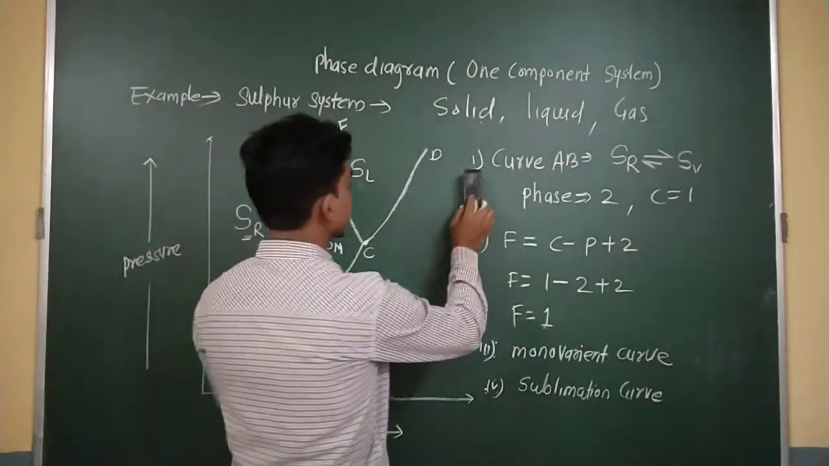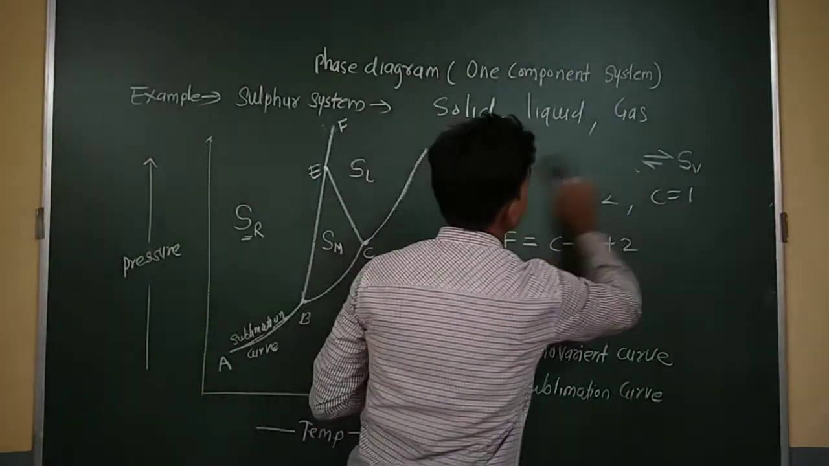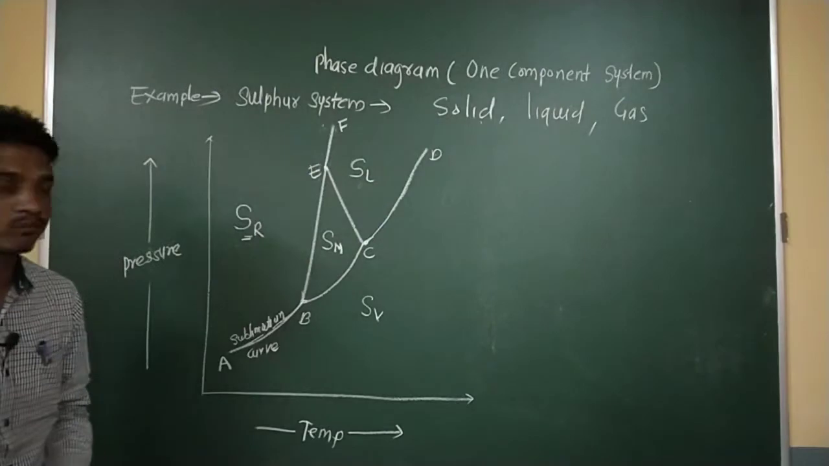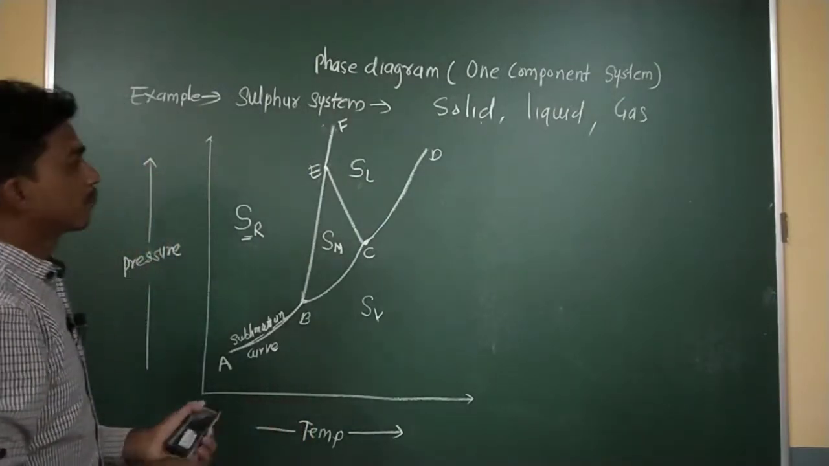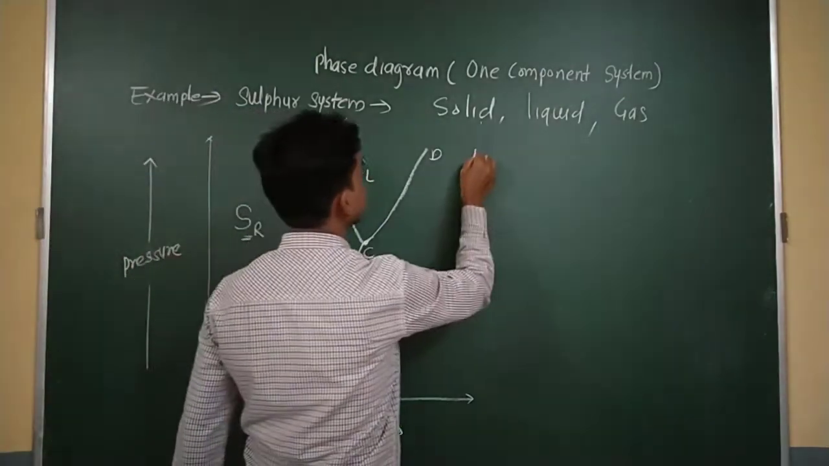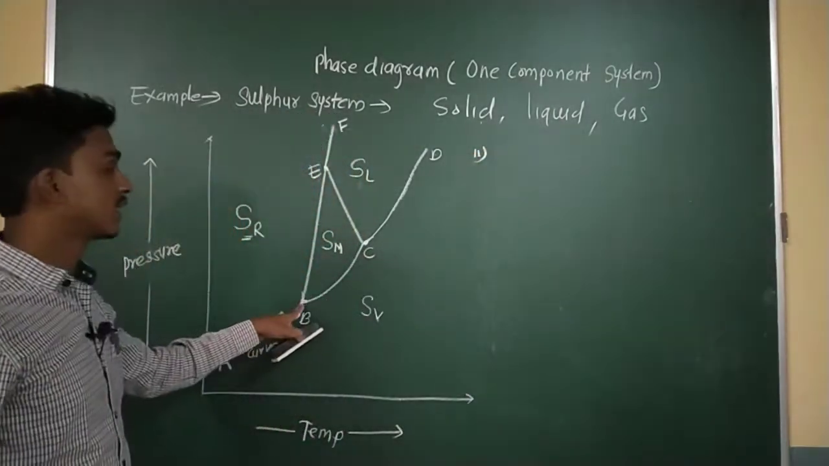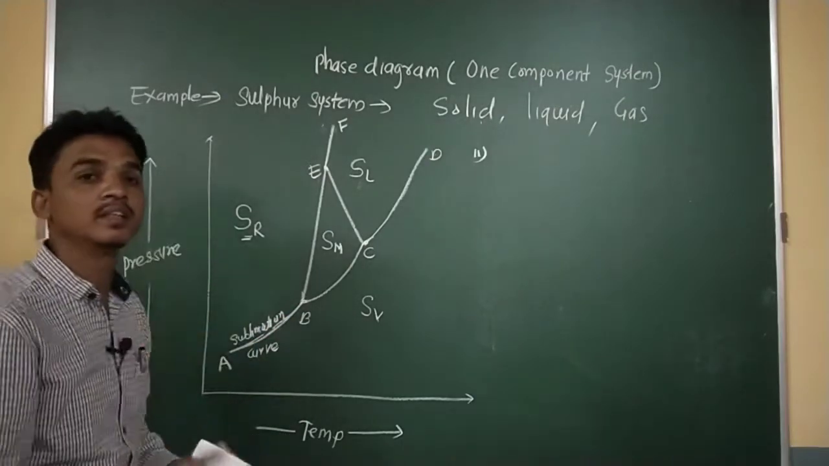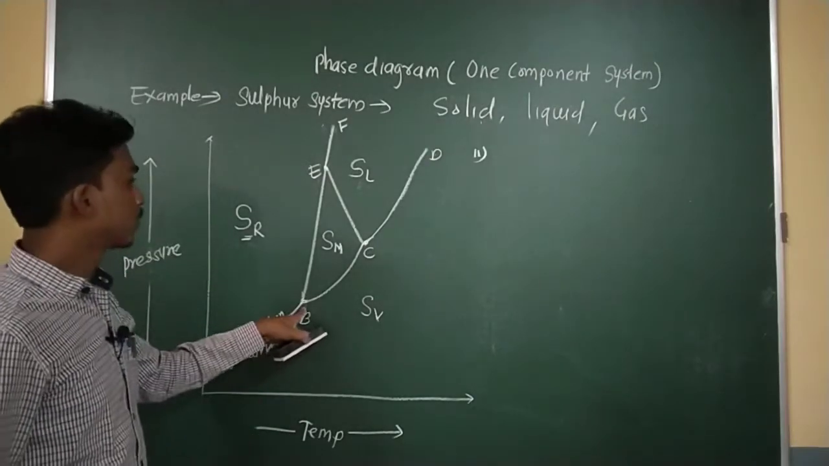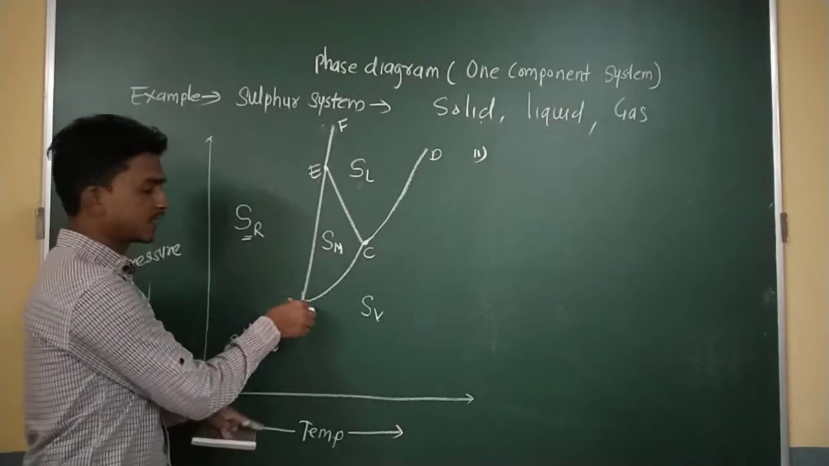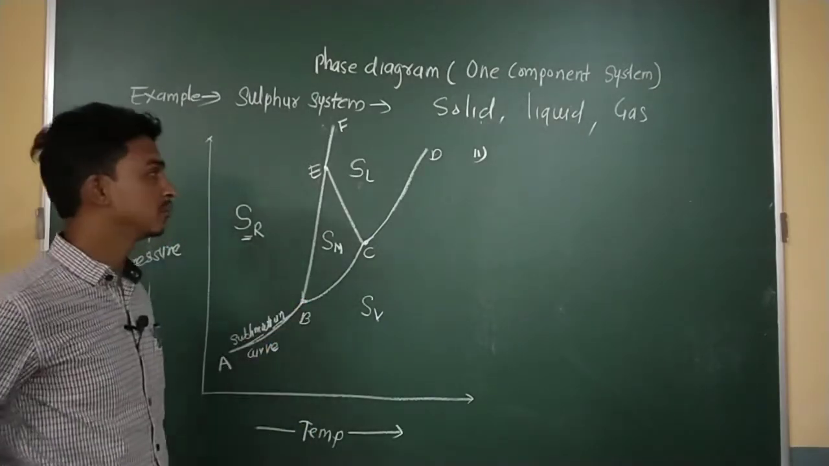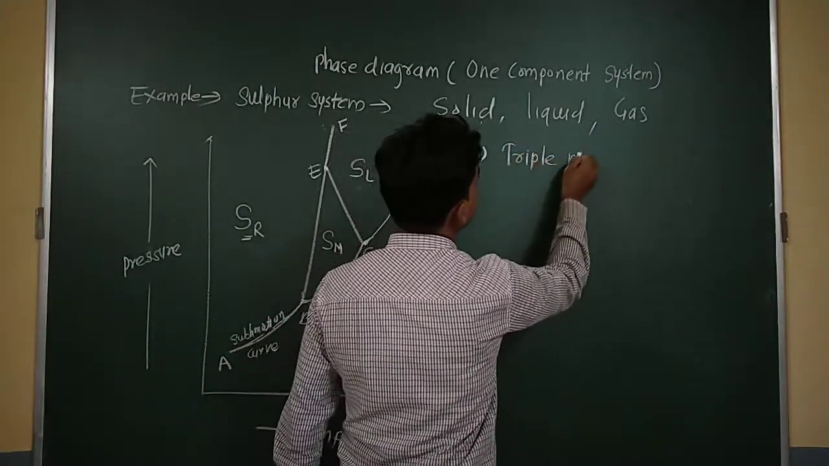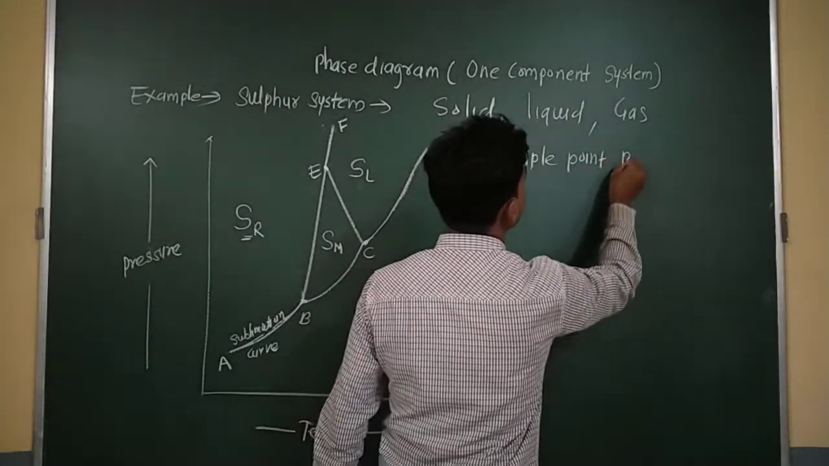Curve A to B is completed here. Now point B is very important from your exam point of view, and you have to understand these things. I have selected curve A to B and written the 4 points. Now I want to write what point B indicates. Point B is the triple point.